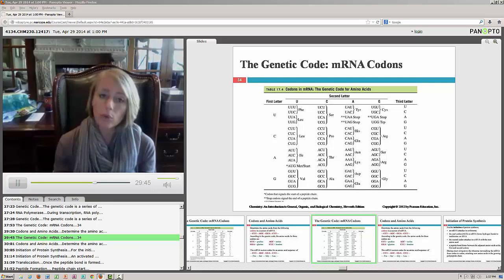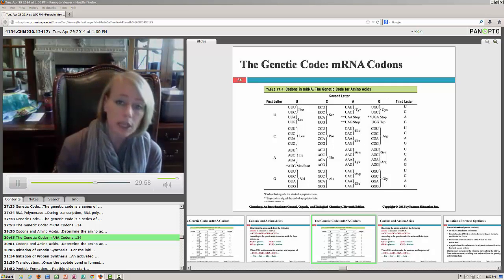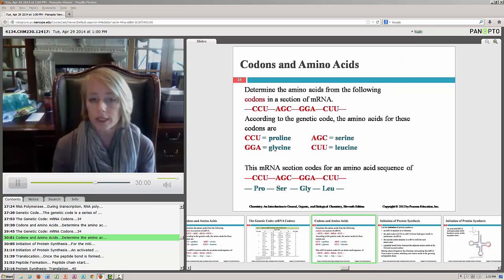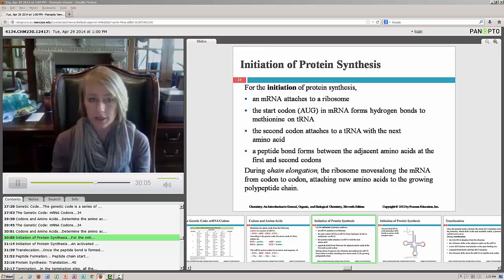Okay, and you will get this table 17.4 on the final exam. So make sure that you understand how to use this and that it comes from the message, not from the original DNA, in order to get it translated in the endoplasmic reticulum with the transfer RNAs.